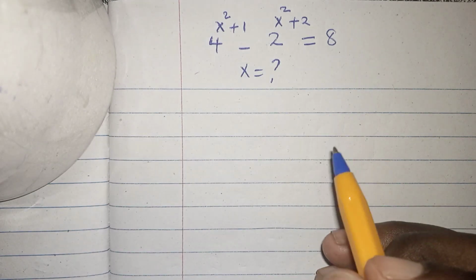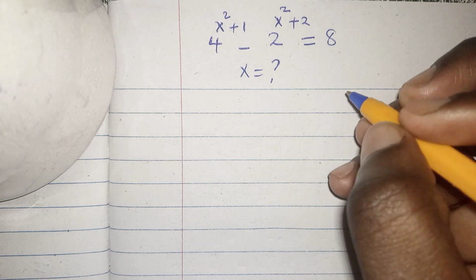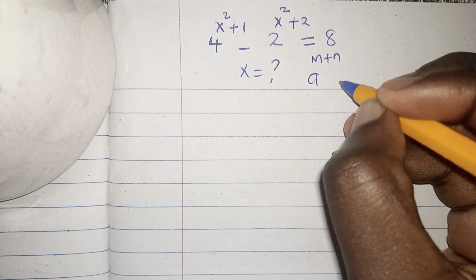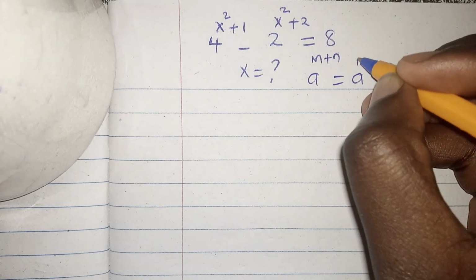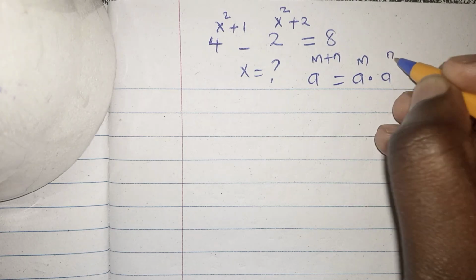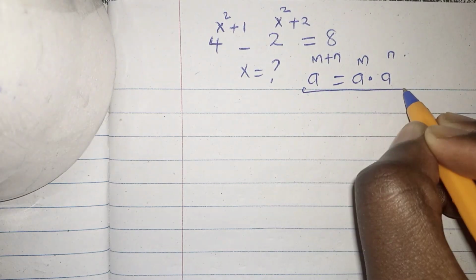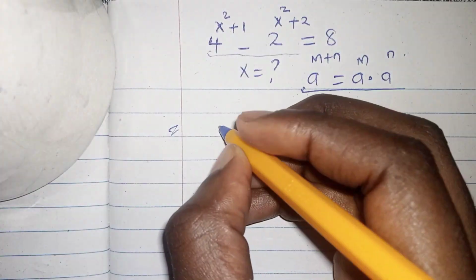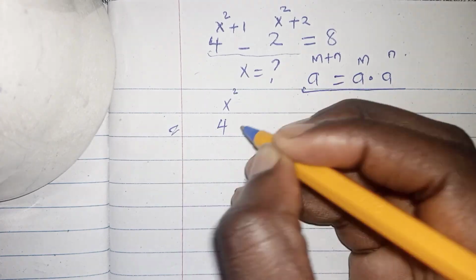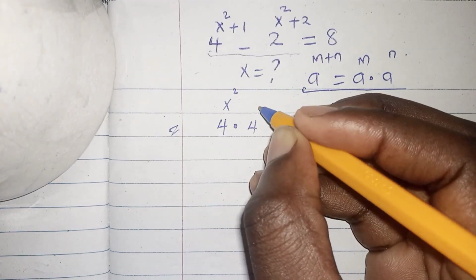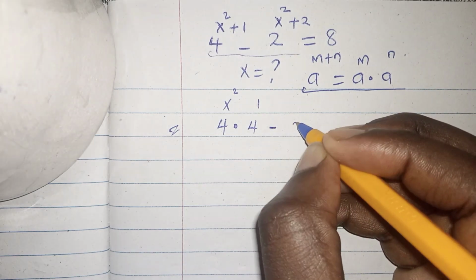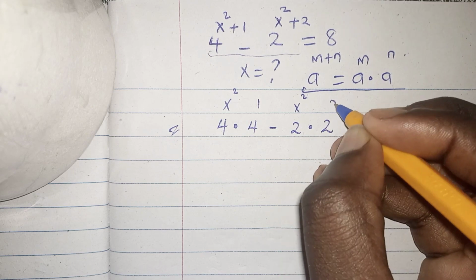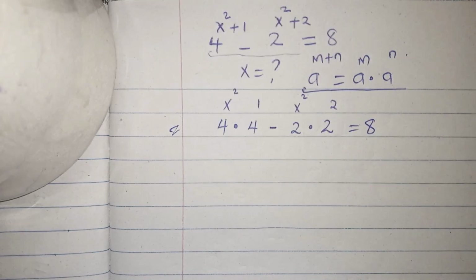So here is our solution. We'll begin with this property of indices, whereby if you have a to the power of m plus n, we can as well write it as a to the power of m times a to the power of n. So we are going to apply this rule to our left hand side. Therefore, this becomes 4 to the power of x squared times 4 to the power of 1, minus 2 to the power of x squared times 2 to the power of 2, is equal to 8, right?